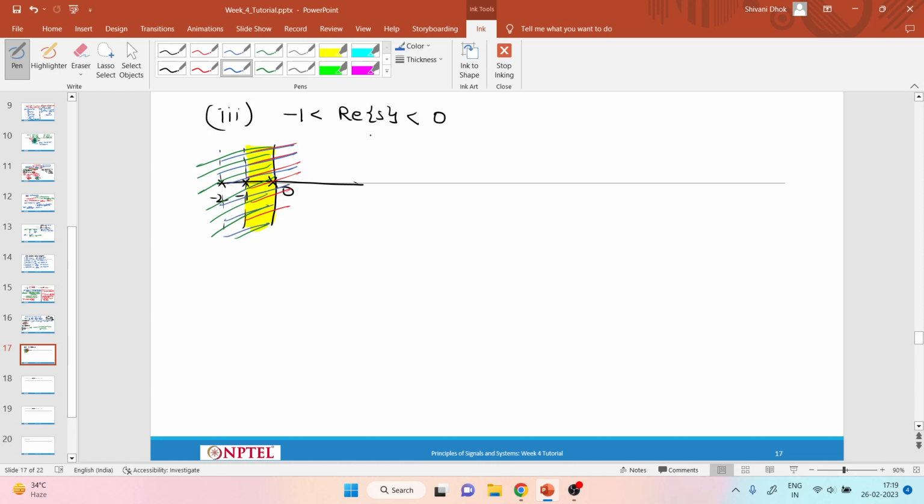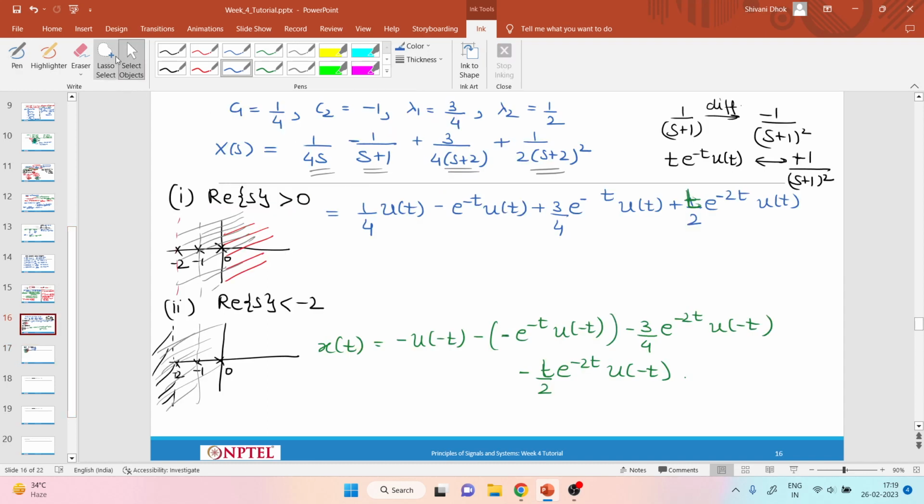That is, whatever is corresponding to minus 2, it is right hand sided. Whatever is corresponding to minus 1, it is right hand sided. And whatever is corresponding to 0, it is left hand sided. So I'll just copy this expression that I am having here.